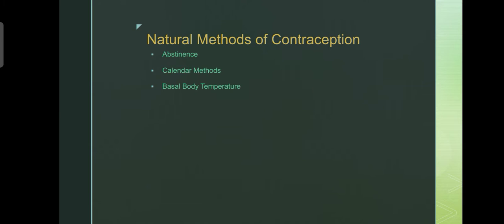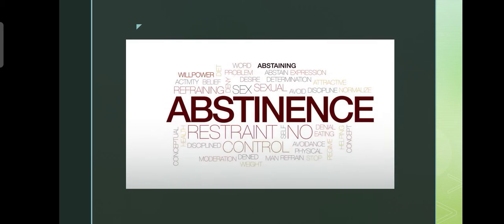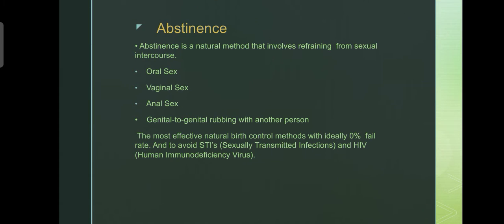So, what is abstinence? Abstinence is from the word abstain, to refrain from having sexual intercourse or to avoid. Abstinence is a natural method that involves refraining from sexual intercourse, either oral sex, vaginal sex, anal sex, or genital-to-genital rubbing with another person.